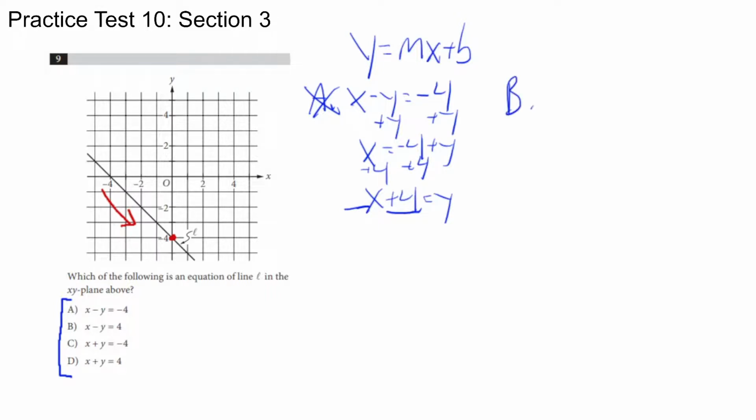Answer choice B, I have x minus y is equal to 4, so I'm going to add y to both sides. I'll get x is equal to 4 plus y.